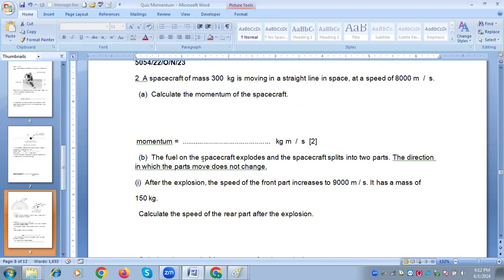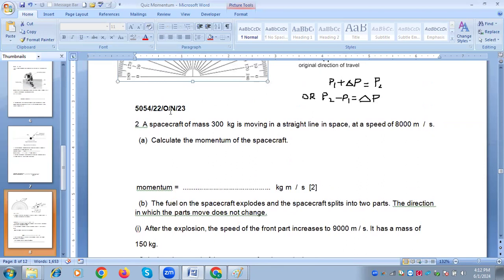Okay, now let us go to the next question. A spacecraft of mass 300 kg is moving. This is now from GCE O levels. Paper 22, October, November, and the year is 23. Recent paper. A spacecraft of mass 300 kg is moving in a straight line in space at a speed of 8,000 meter per second. Calculate the momentum of the spacecraft.